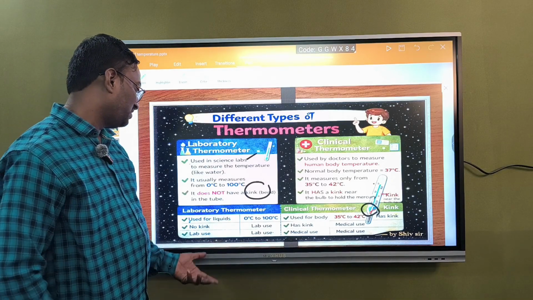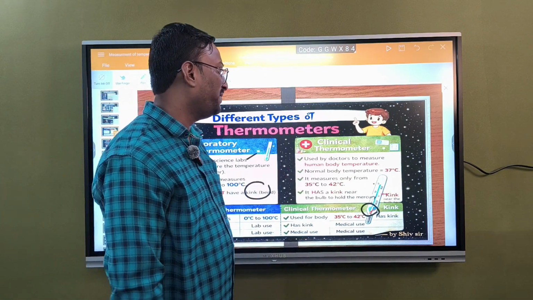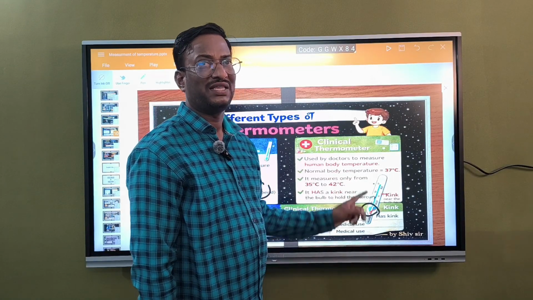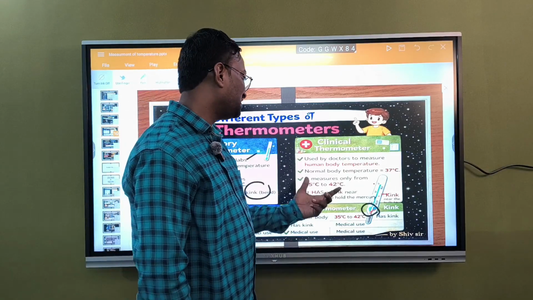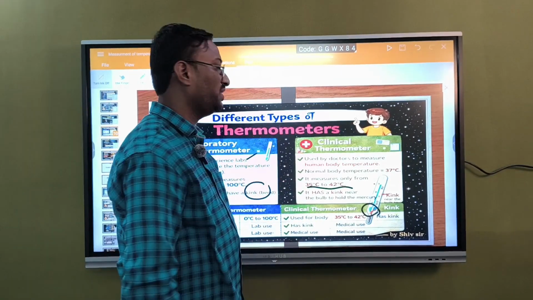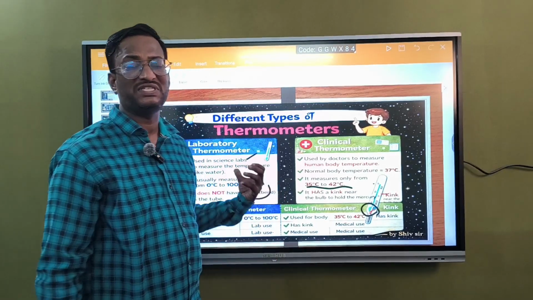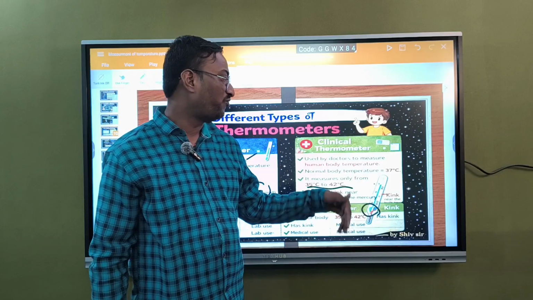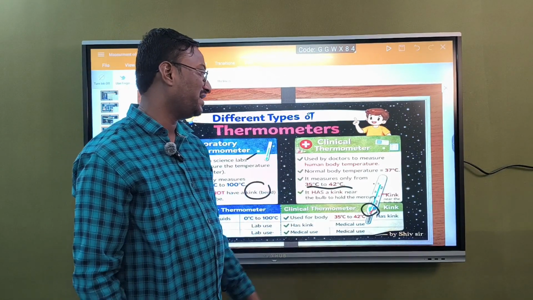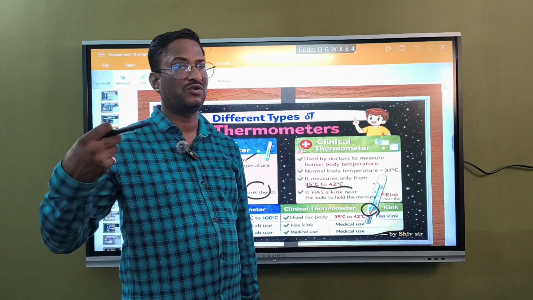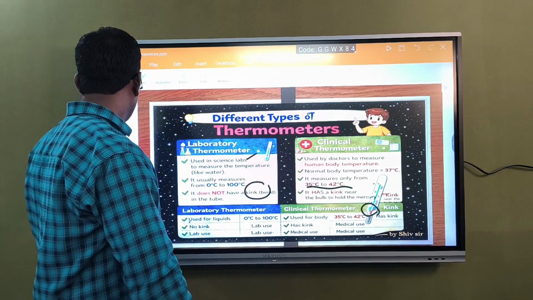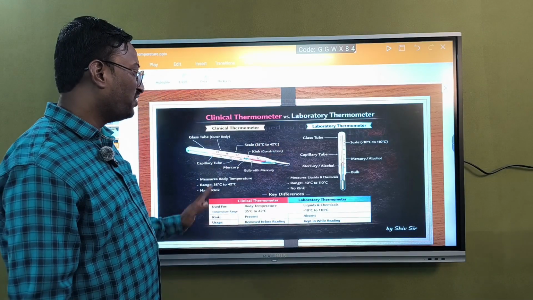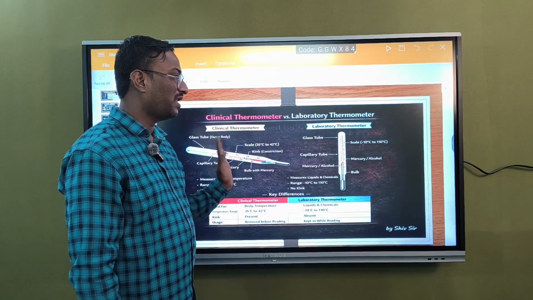So the laboratory thermometer has this purpose, and the clinical thermometer is used by doctors to measure the human body temperature. General human body temperature will be 37 degrees centigrade. It measures only from 35 to 42 degrees centigrade. It won't give more than that. The laboratory thermometer can measure from 0 to 100 degrees centigrade, but the clinical thermometer cannot measure above 42 degrees centigrade. It has a kink to hold the mercury in order not to fall down. That is the purpose of using a kink. So next, this is the difference. Already we have discussed it several times in the last slides.